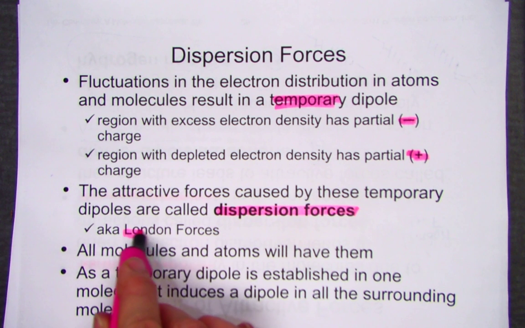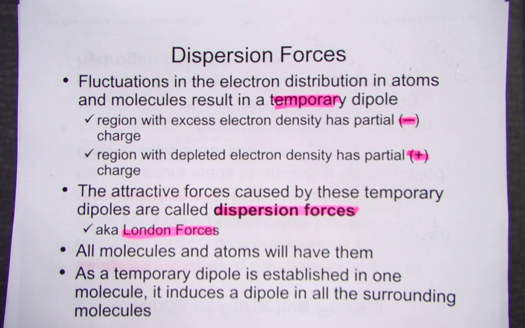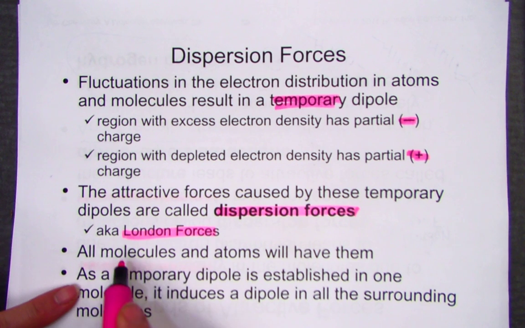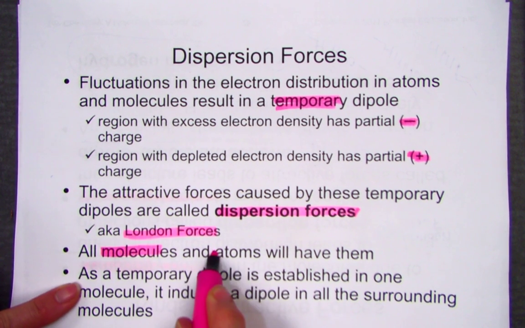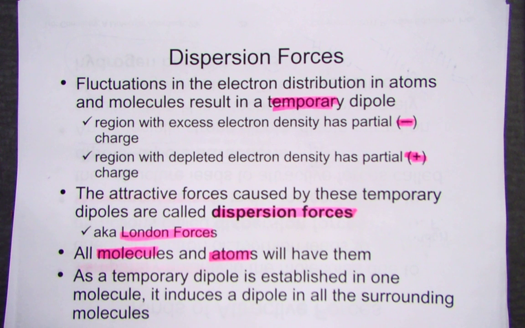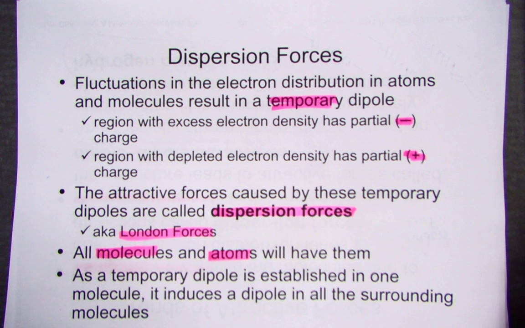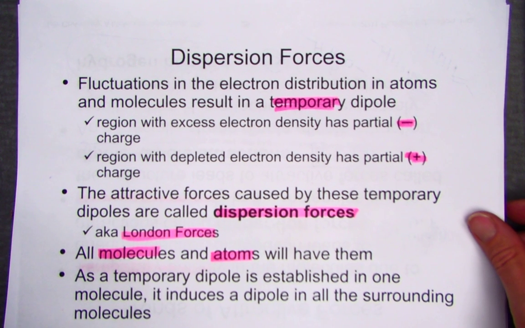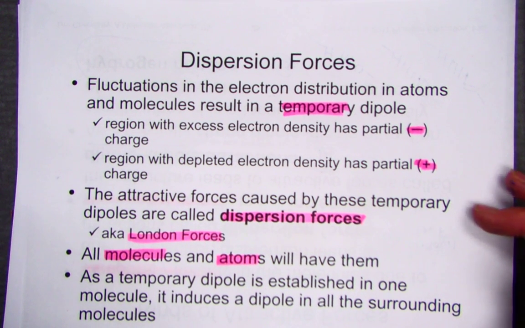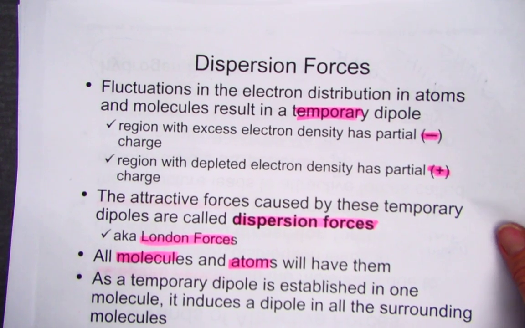I always hear them called London dispersion forces. Every molecule, every atom will always have the ability to produce a dispersion force. A temporary dipole is established in one molecule as it induces a pole in all surrounding molecules. Every atom and every molecule, if it becomes so close to another, can temporarily create a region of positive and negative. A dispersion force manipulates electron density temporarily.